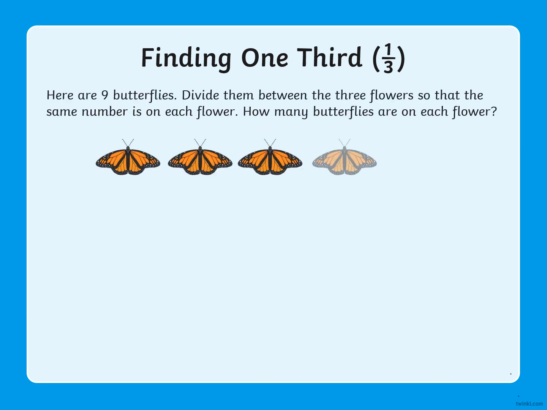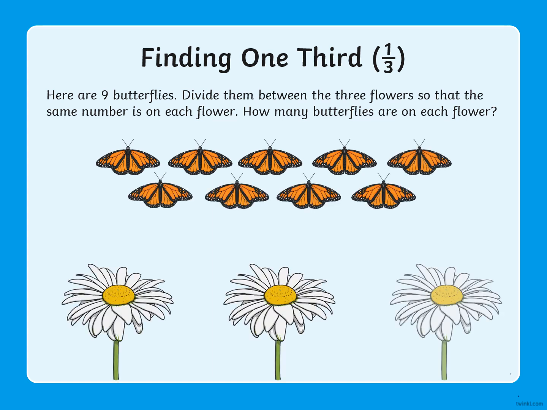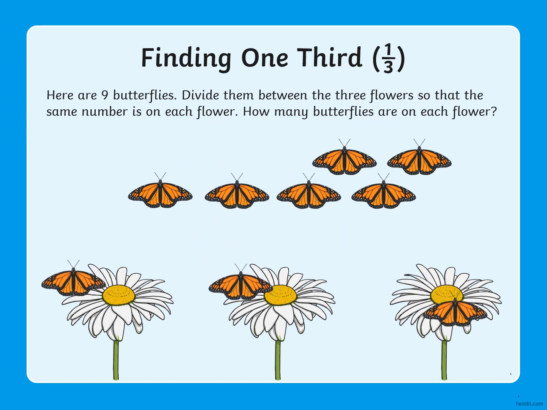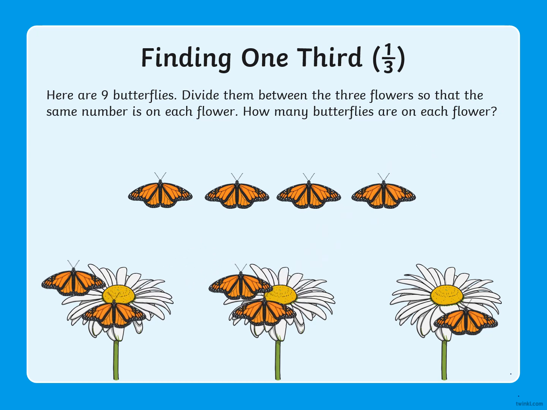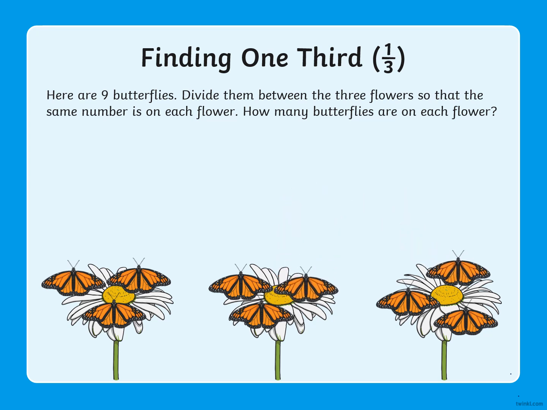There are 9 butterflies. Divide them between the 3 flowers so that the same number is on each flower. How many butterflies are on each flower? So there's 1 butterfly, 2, 3, 4, 5, 6, 7, 8, 9 butterflies.